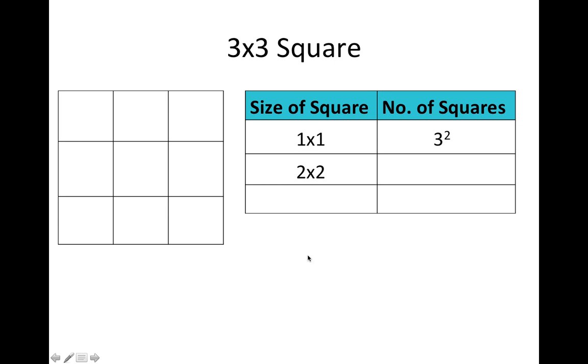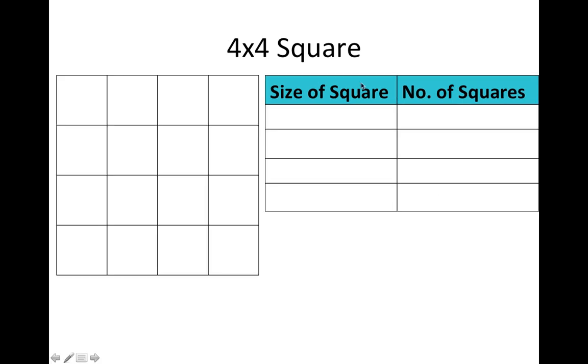Now let's see 2 by 2 squares. In this row we have 1 and 2 squares, and in this column we have 1 and 2. So the number of squares is 2 into 2, or 2 squared. Now let's see 3 by 3. The biggest square is 3 by 3, so it's going to be 1 squared.